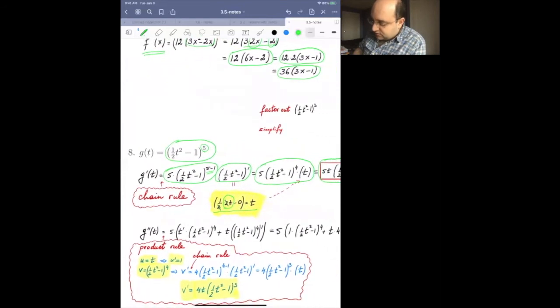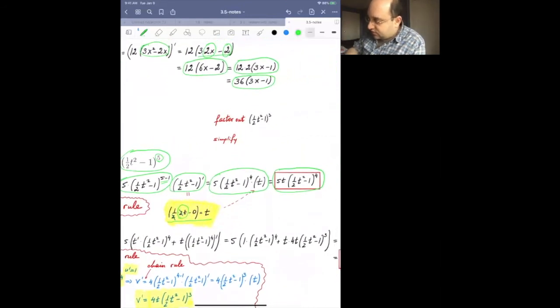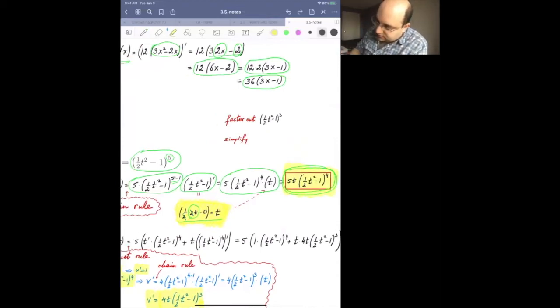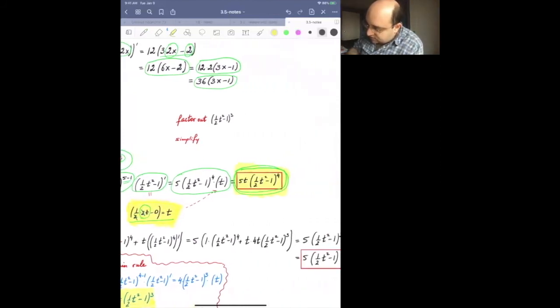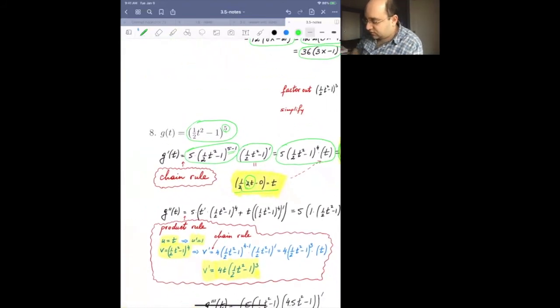Next, we're going to take the second derivative. That means we have to take the derivative of this expression here. Now, what is this? This is a product of t and this expression here, right? So we're going to use the product rule.